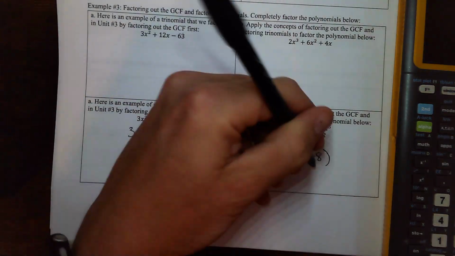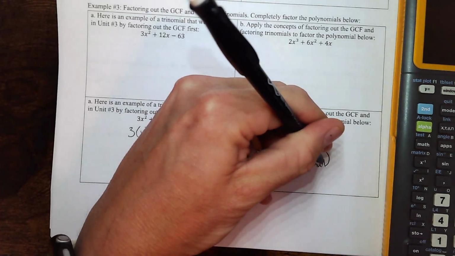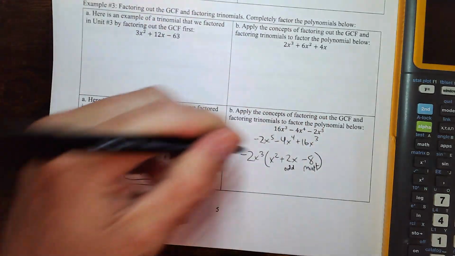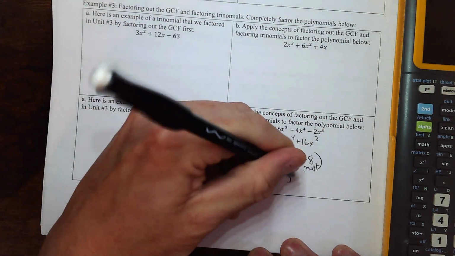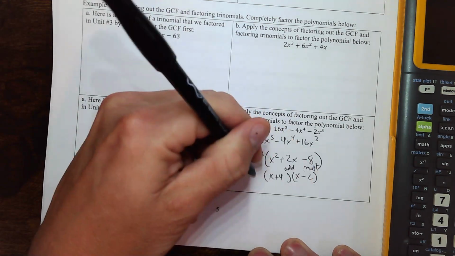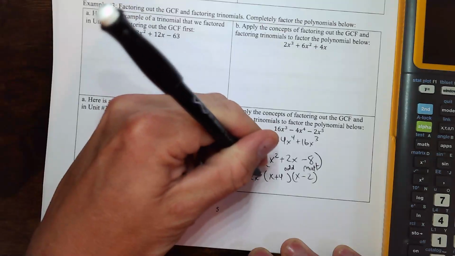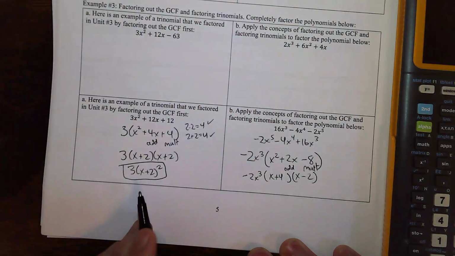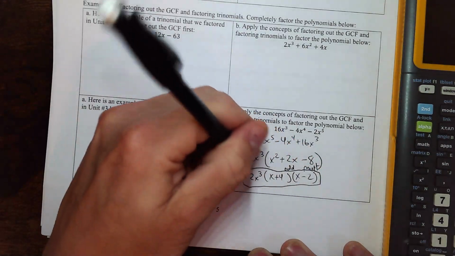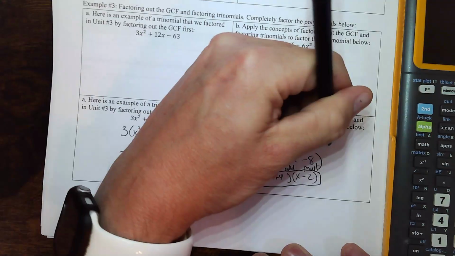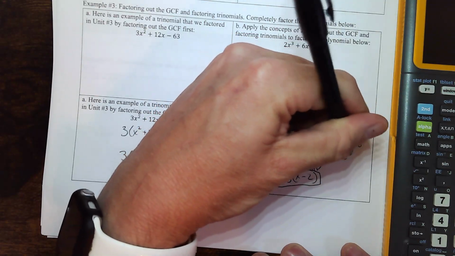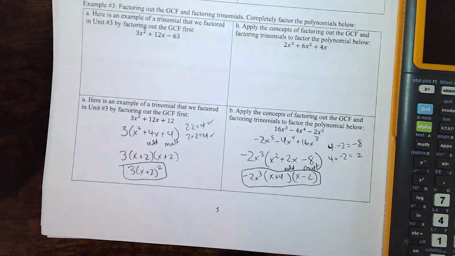And so then you're going to see what multiplies to -8 and adds to 2. What about 4 and -2? Once you factor that out, in this case you've got a simple A equals 1 trinomial. 4 times -2 is -8, and 4 plus -2 is 2.